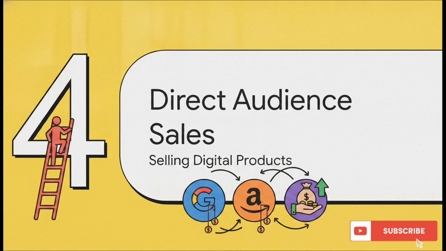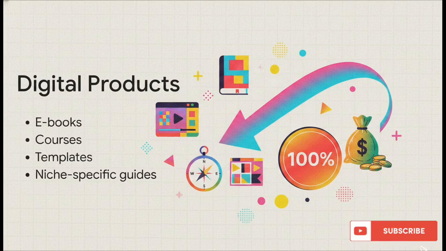Gaining that advanced independence brings us to Section 4, selling directly to audience. Look, when you rely entirely on AdSense or Amazon, they kind of dictate your earnings. But cutting out the middleman changes the game completely. You can create and sell your own digital products tailored specifically to your blog's exact niche. We're talking ebooks, video courses, downloadable templates, or really highly specific niche guides. And because they're digital, you create them exactly one time and you can sell them infinitely. There is literally zero inventory cost.